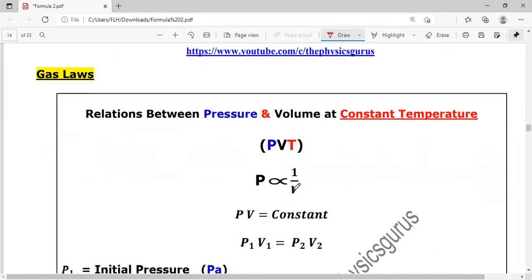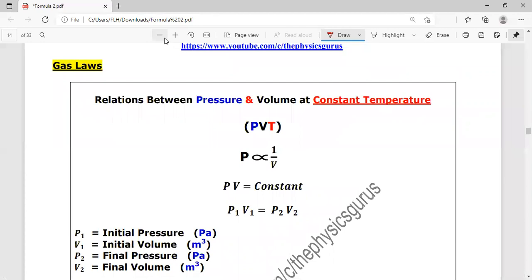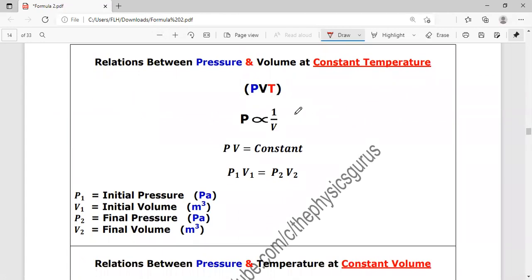Then the next one, gas laws. There are three different gas laws. If temperature is constant, then pressure and volume are inversely proportional to each other. Then PV is equal to constant. And then a very famous equation, P1 V1 is equal to P2 V2, where P1 represents initial pressure, P2 represents final pressure, V1 represents initial volume, V2 represents final volume. So this was the formula at constant temperature. Constant is being represented by the red color.